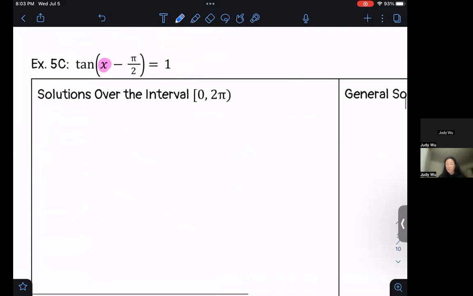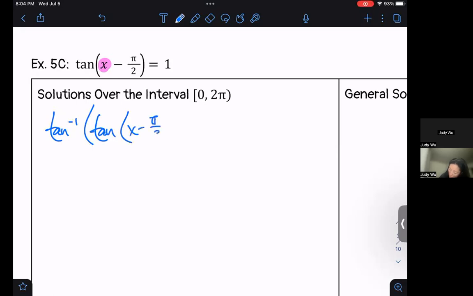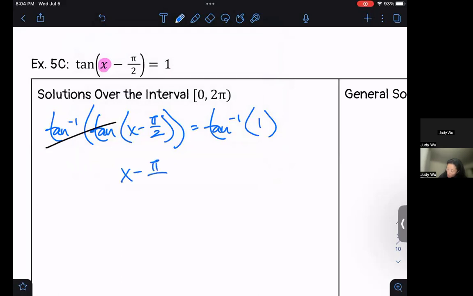And so what I need to do here is figure out how to get rid of the tangent, right? What is the inverse of tangent? Well, it's literally inverse tangent, right? So we get inverse tangent of x minus pi over 2 equals inverse tangent of 1. And then the nice thing is this inverse tangent and tangent, they undo each other, and we're left with x minus pi over 2 equals inverse tangent of 1.